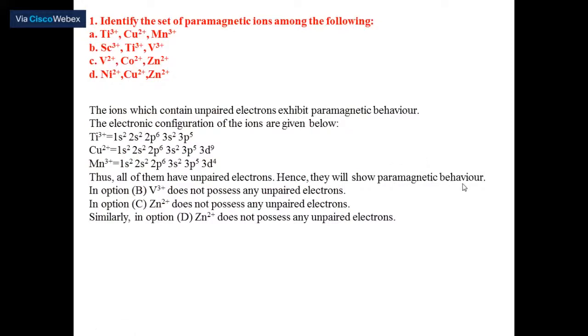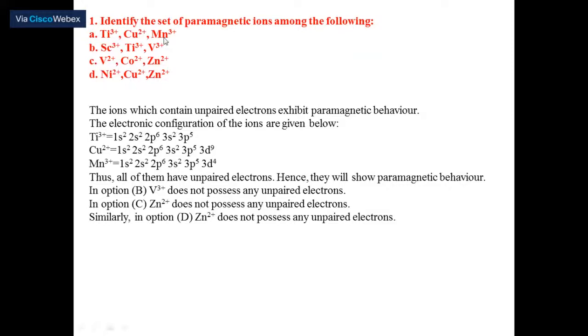Paramagnetic and diamagnetic depend on unpaired electrons. Elements or ions containing unpaired electrons exhibit paramagnetic nature, and ions that do not contain unpaired electrons will not show paramagnetism; such ions we call diamagnetic in nature. Here, the ions which contain unpaired electrons exhibit paramagnetic behavior. Let's see the electronic configuration for all.